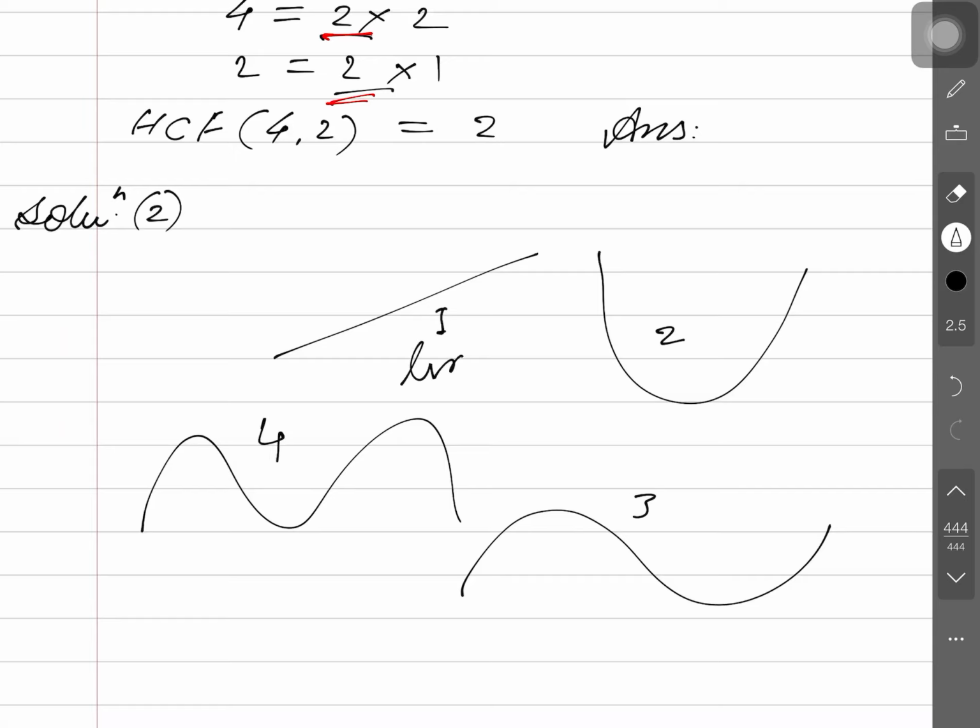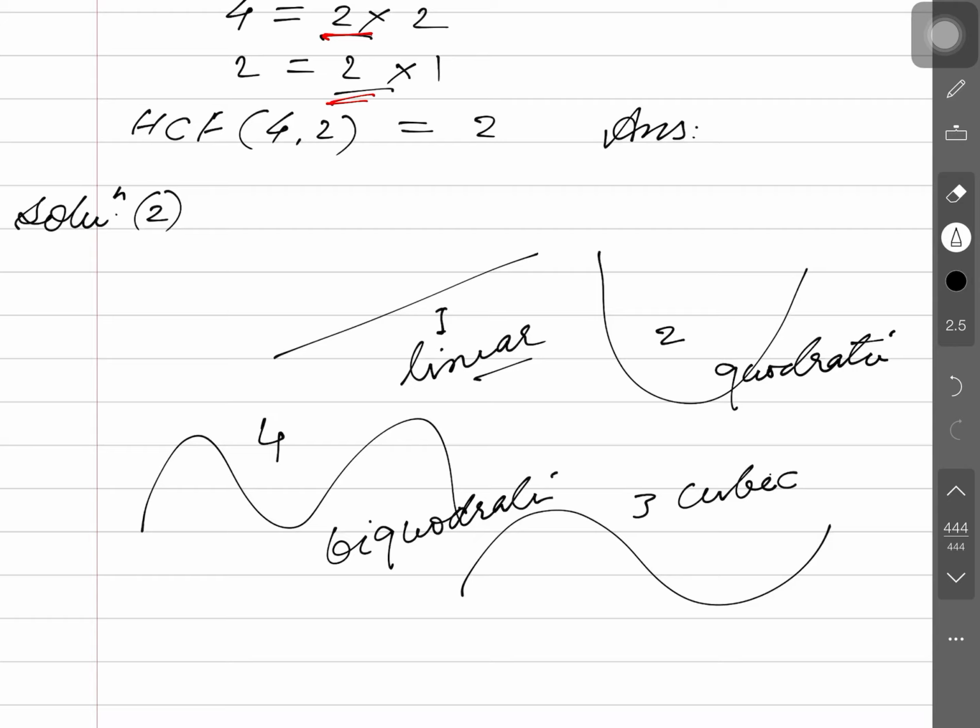This type of curve comes from the linear polynomial, this comes from the quadratic polynomial. Is that clear? Quadratic polynomial, and this is for the cubic polynomial, clear? Or this is for the biquadratic polynomial. This is called the biquadratic polynomial.